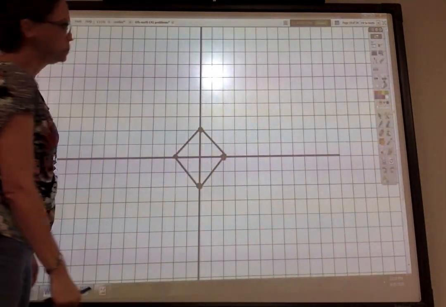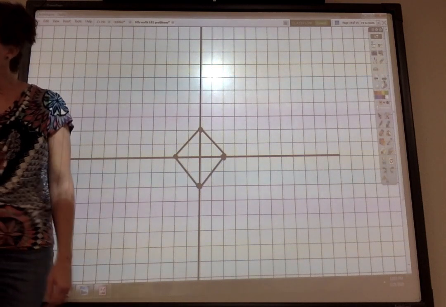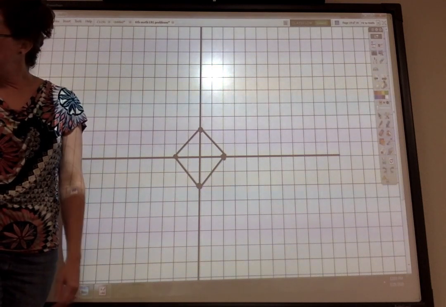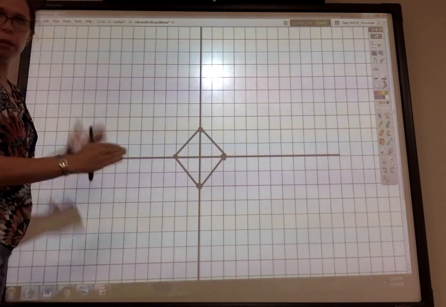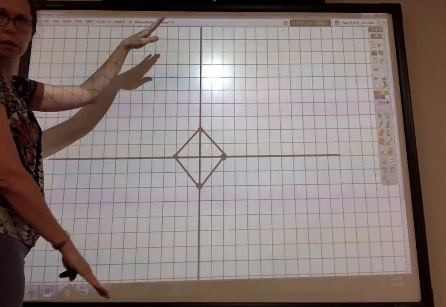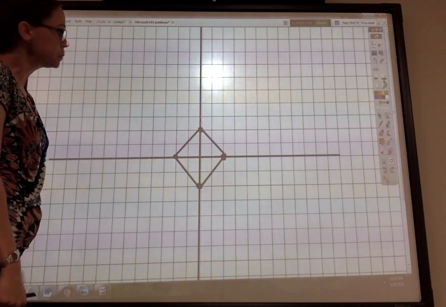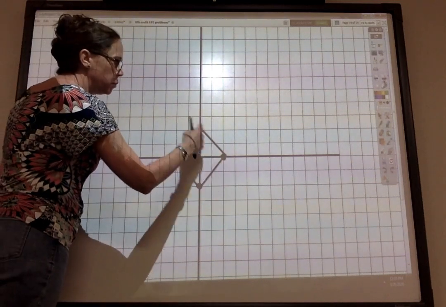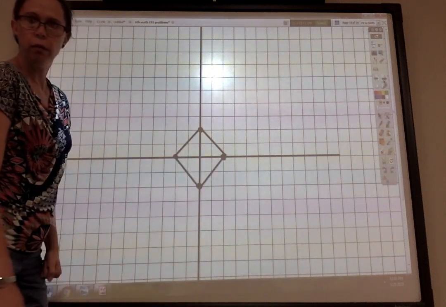Okay, last one. Number 28, they ask you to graph these points and then to draw the square, complete the square. My square probably doesn't look like a square because, remember, my board makes everything too long. But hopefully you graphed the points correctly and then you drew lines to make a square.